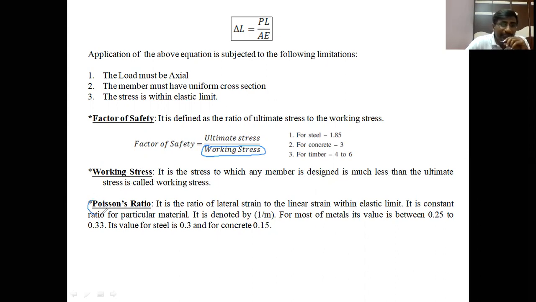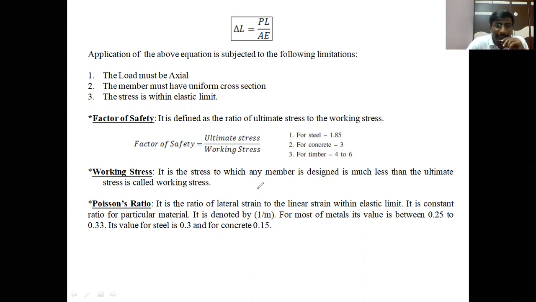Next definition is the Poisson's ratio. What is meant by Poisson's ratio? Different materials have different Poisson's ratios. It is a constant ratio for the particular material. It is the ratio of lateral strain to the linear strain. In the previous class we discussed the lateral strain. Lateral means the direction which is perpendicular to the load direction is called the lateral direction.